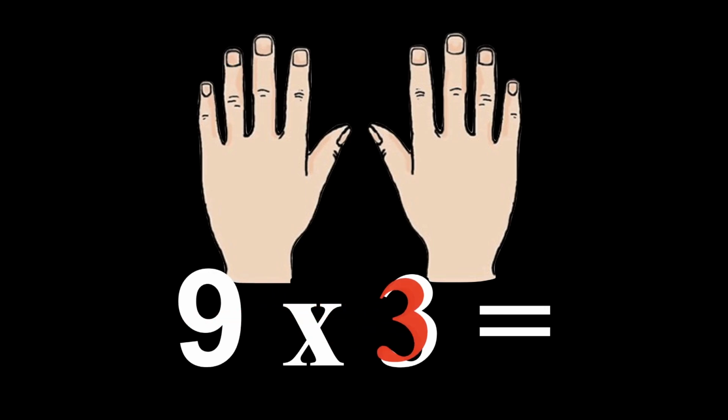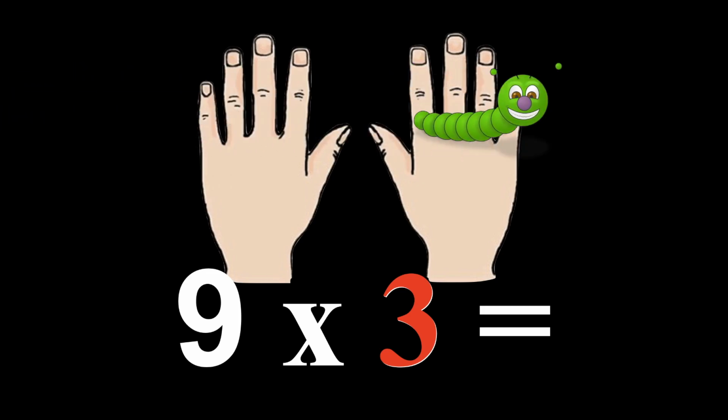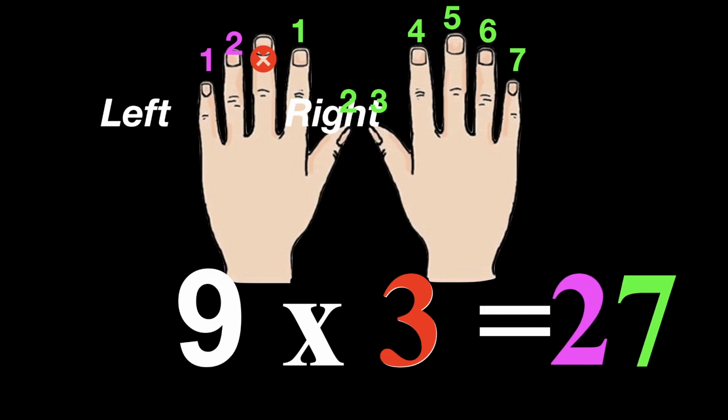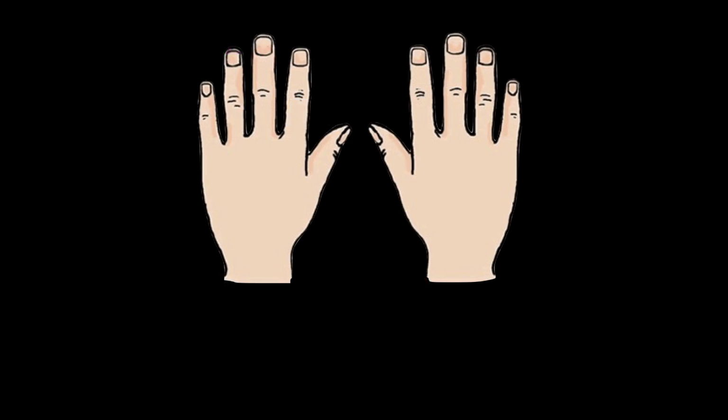9 times 3. So counting from your left, thank you, Wally, right? You bend your third finger, and then we're seeing 1, 2 on the left, and 1, 2, all the way up to 7 for an answer of 27. Again, where do we get the 2 and the 7? The 2 is on the left. The 7 is on the right. So 9 times 3 is 27 using our finger method.